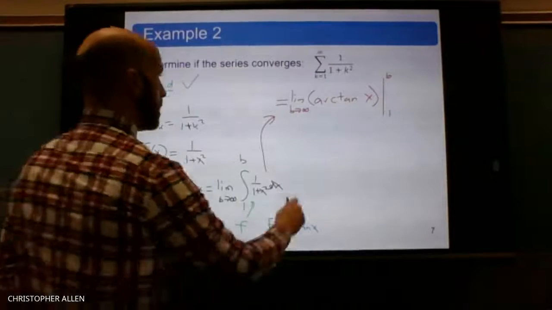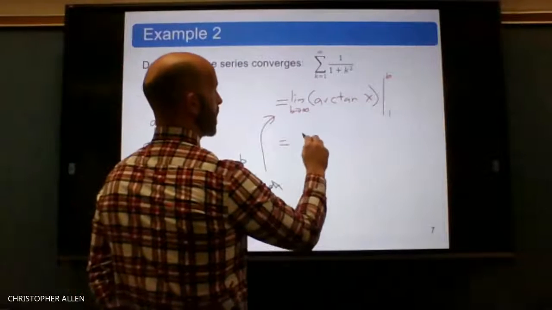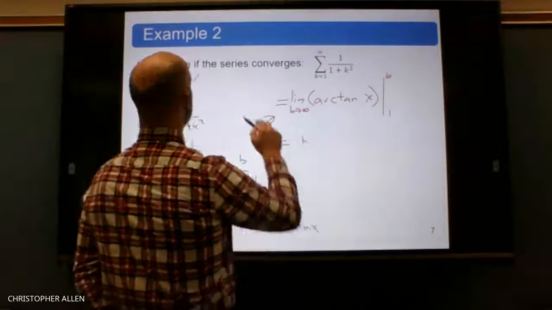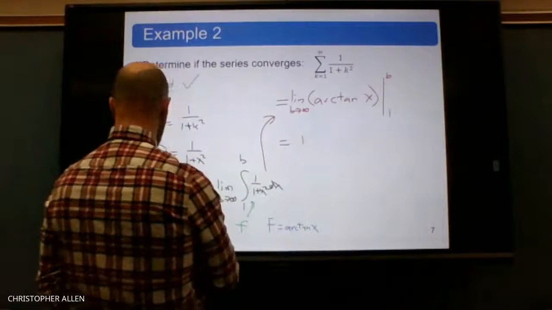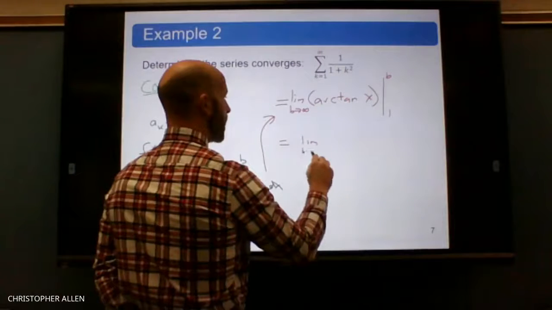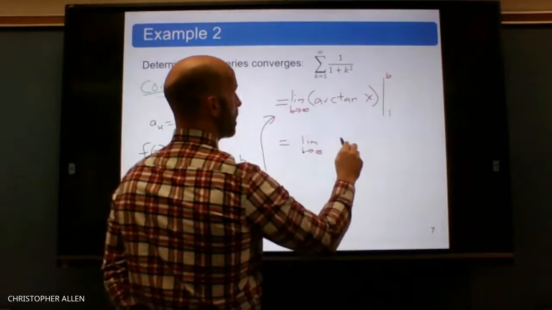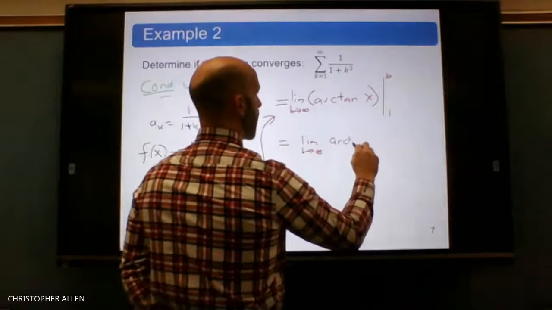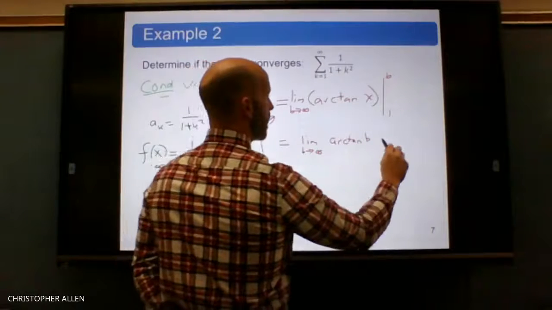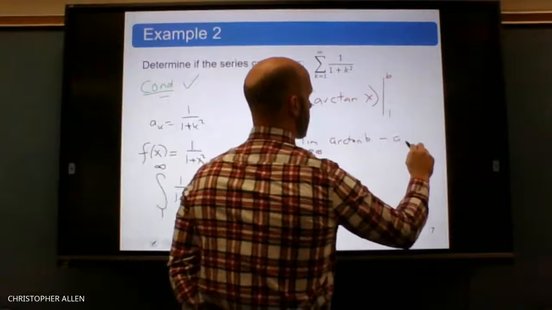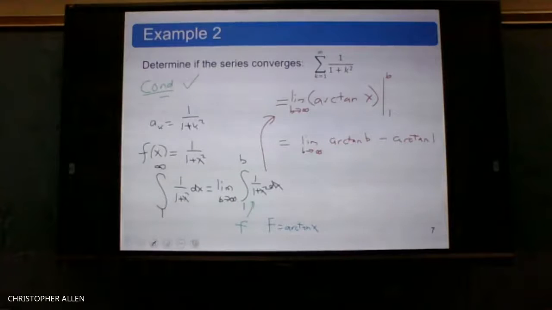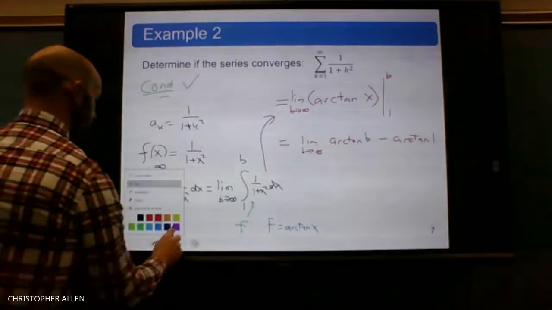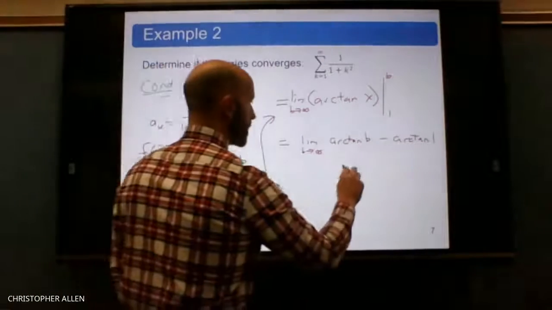All right. So that means that we need to do the limit as b goes to infinity of arctan of b, and then minus the arctan of 1. Now I'm going to do a little sidestepping here.